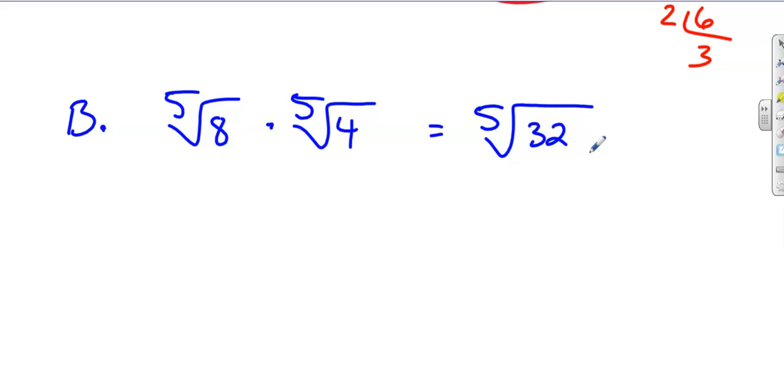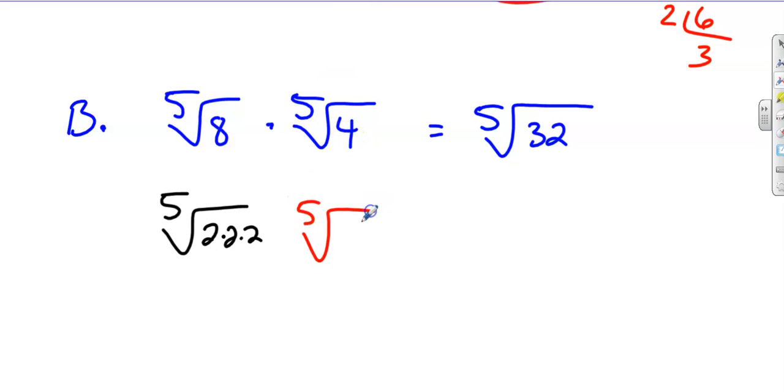That's the fifth root of 32. Okay, now, here's one where if the numbers are fairly small, you can also kind of cheat just a little bit. Go ahead and break these numbers down. 8 is 4 times 2, and 4 is 2 times 2. So 8, if you think about it, is 2 times 2 times 2, right? The next one, the fifth root of 4, that's 2 times 2.